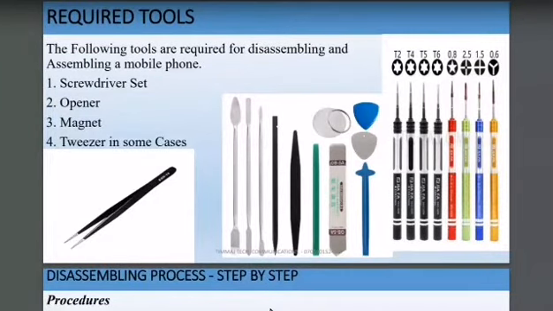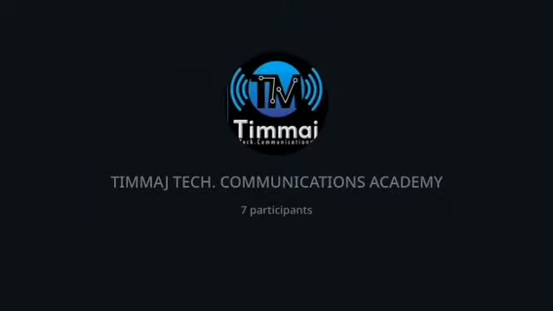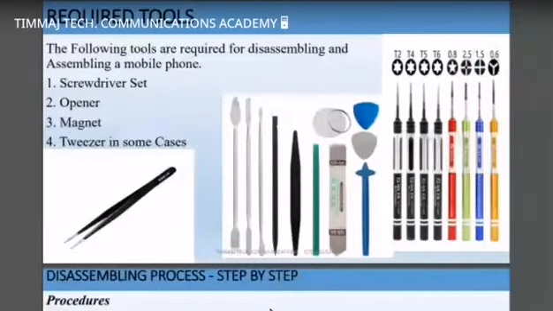Now, the next thing here is there are certain required tools for disassembling and assembling. One of those tools is the screwdriver set, opener, magnet, and tweezer in some cases. The tweezer is useful in some cases. Here, I'm able to show you all those tools that you need. Here we have the opener, the set of openers where you see my mouse pointed now. This is the tweezer, and this is the screwdriver set.